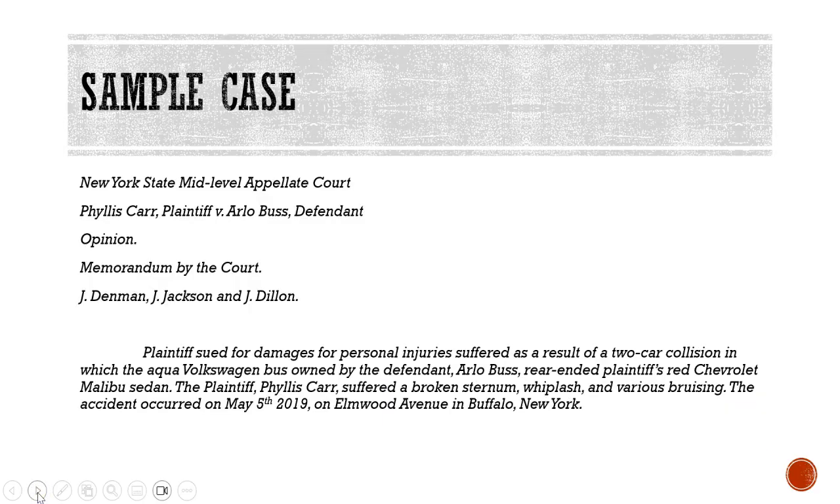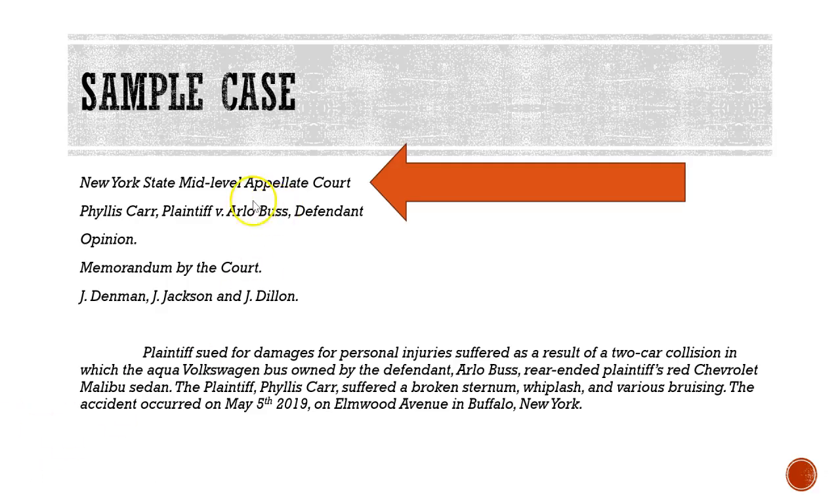All right, here's a sample case, and this is in our textbook. The sample case starts on page 89, and I'm going to read a little bit. In this case, we have the New York State Appellate Court, a mid-level appellate court. So we know from looking at this, it's a state case. It tells us something, doesn't it? It's in the New York State mid-level appellate court. The case name is Carr versus Bus. It's an opinion, and here's the memorandum by the court.